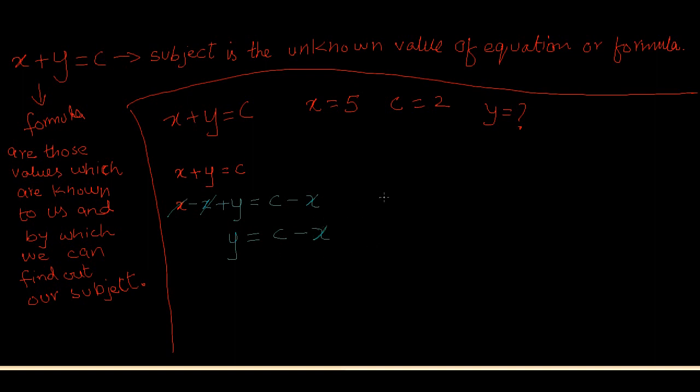We can confirm it because we have the values of x and c both. Just put the values in: y is equal to the value of c, which is 2, minus the value of x, which is 5. So y is equal to minus 3. This is the simple method to get our desired transformed equation.